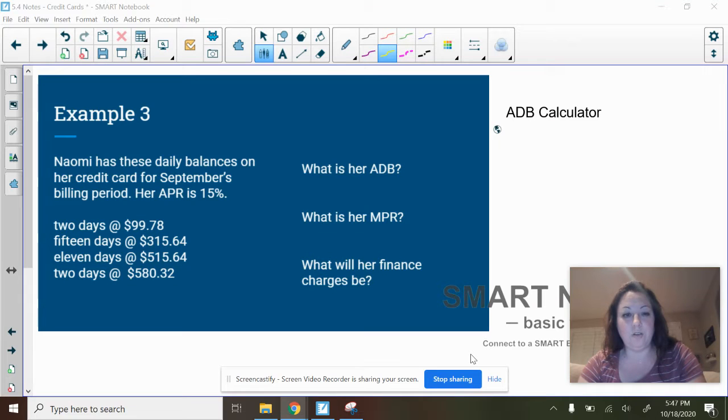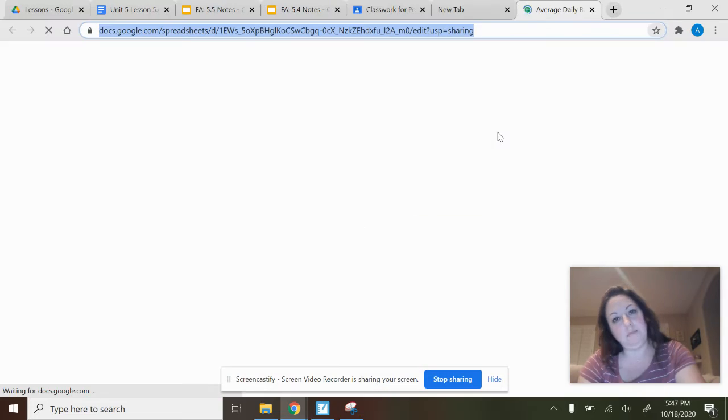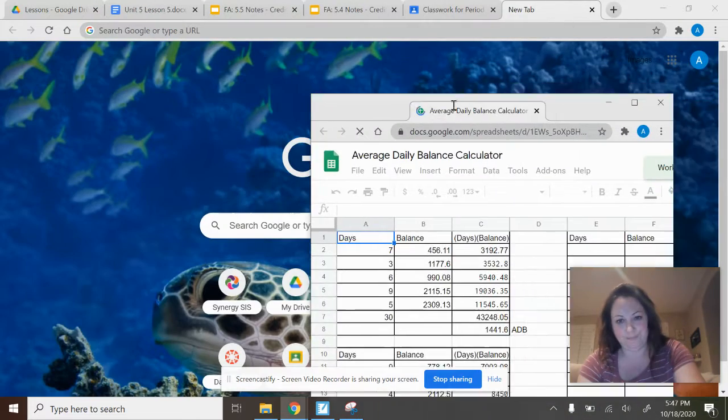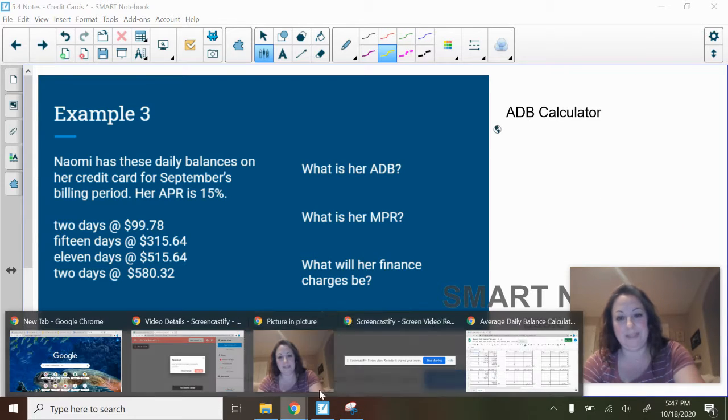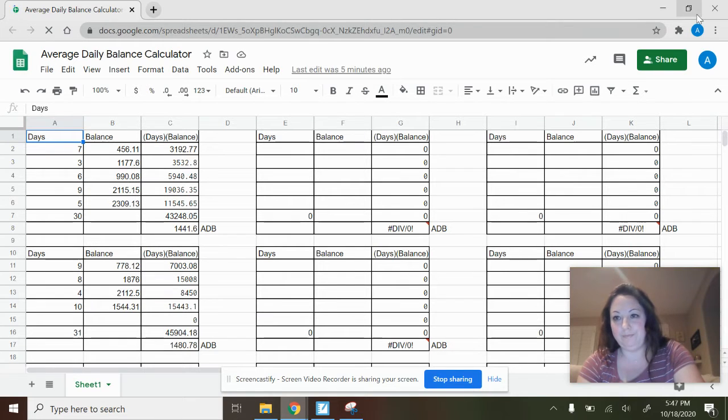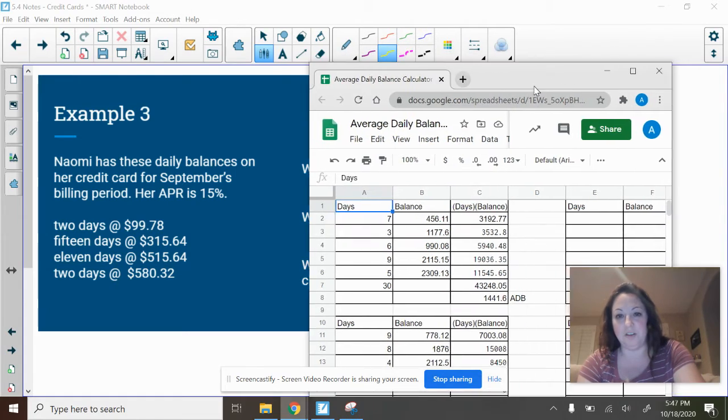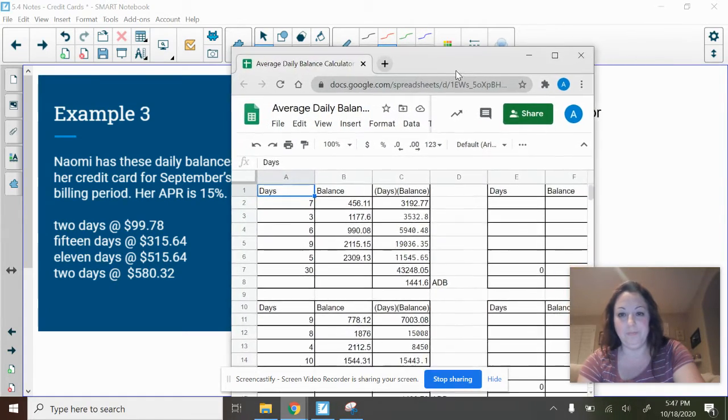Okay, so we are going to go ahead and take a look at example 3, exactly like example 1 and 2, finding the average daily balance with my calculator, finding my monthly percentage rate, and then multiplying those two together to get my finance charges. So let's go ahead and open our average daily balance calculator.